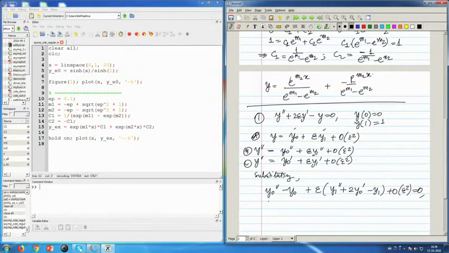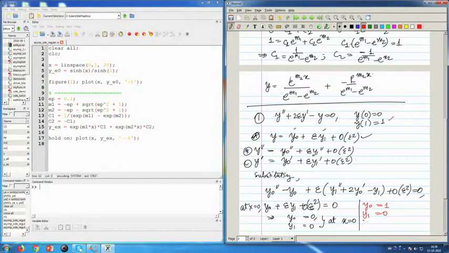Similarly, if we substitute this kind of expansion in the boundary conditions, we have y0 plus epsilon y1 plus order epsilon square is equal to 0 at x equal to 0, implying y0 equal to 0, y1 equal to 0 and so on, all at x equal to 0. And similarly, using the other condition, it is easy to show that y0 equal to 1, y1 equal to 0 and so on at x equal to 1.